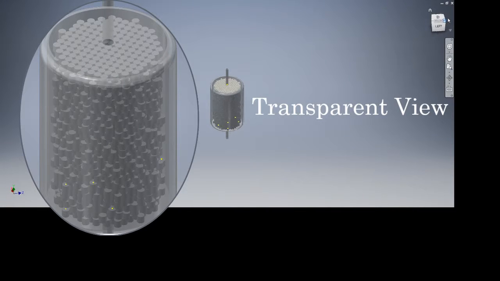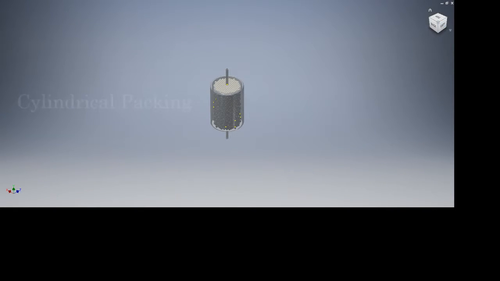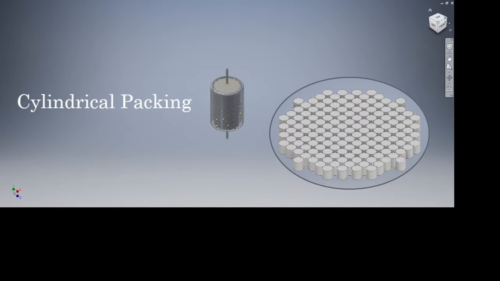Here we have a transparent perspective of the fluidized bed reactor. This perspective shows the H-beta zeolite packed within the reactor's volume. Here's a closer look at a layer of the cylindrical catalyst packing within the reactor.